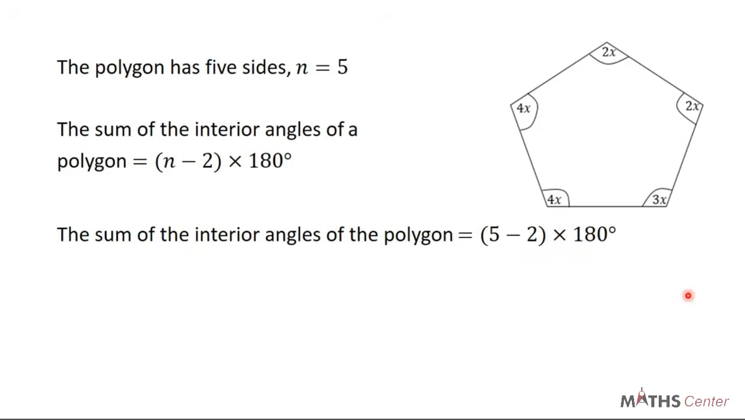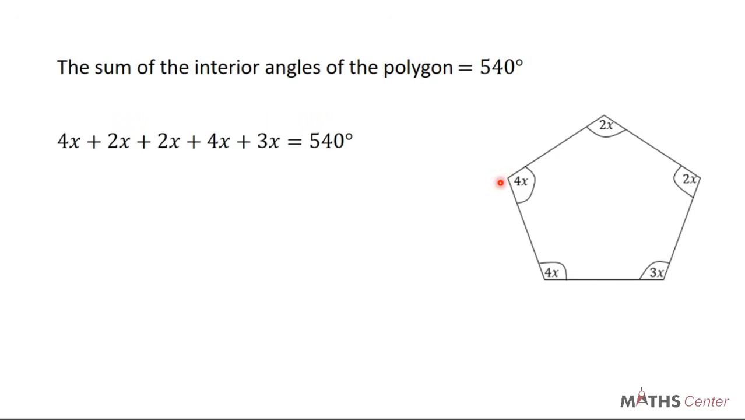It means that the sum of the interior angles of this polygon will be 5 minus 2 times 180 degrees. So you're going to have 3 times 180 degrees, which is 540 degrees. What this means is that if we add all the interior angles in this polygon, you are supposed to get 540 degrees.